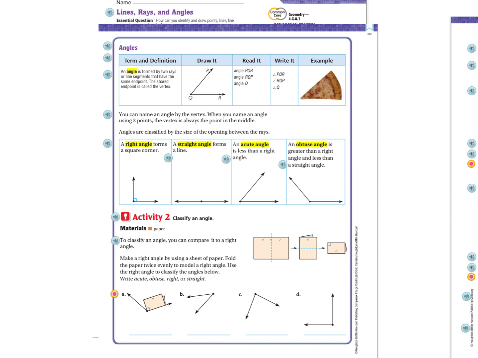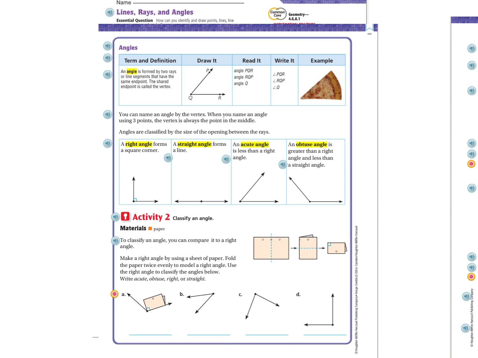A right angle forms a square corner. I want everyone to do this with their arms. Form a right angle. Okay? Oh, I see some people not. Form a right angle with your arms. Okay, good. All right. It forms 90 degrees, and we'll talk a little bit about that too.